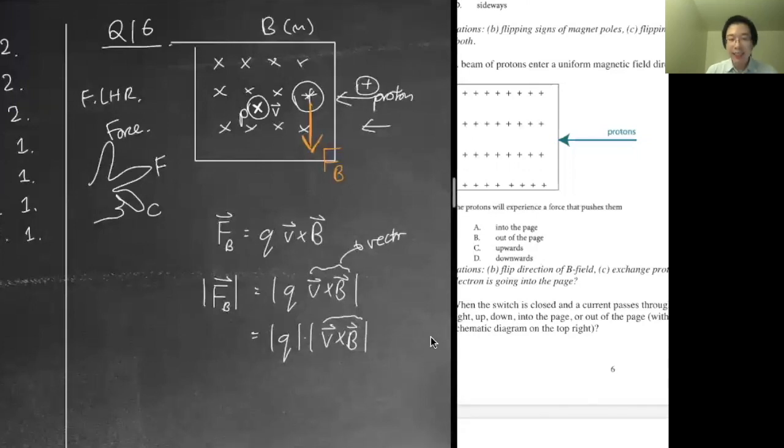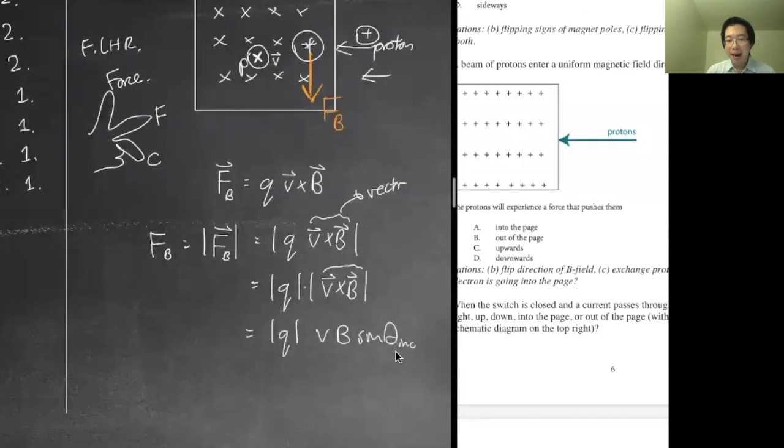Fortunately, the charge is a proton, so the magnitude of it is just itself, but just in case it's an electron, I'll keep the absolute value sign like this. So this is the magnitude. What's the magnitude of V cross B? It's VB sine theta, with theta the included angle. So if V and B are parallel, the included angle is 0, sine 0 is 0, and you'll get a big fat 0.